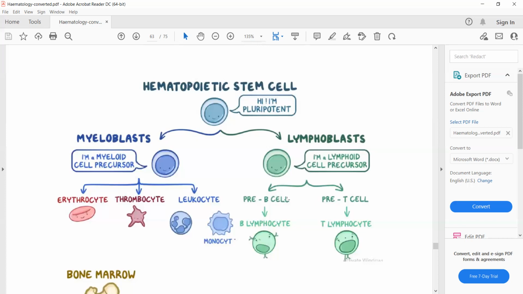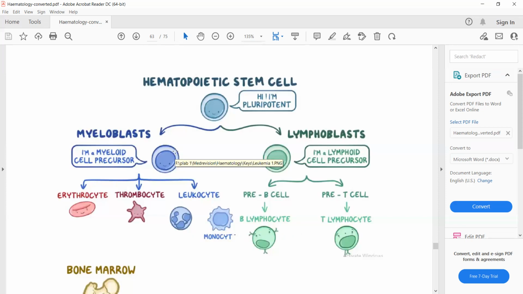While lymphoblast cells result in the formation of B lymphocytes and T lymphocytes. So there is a separate precursor cell for lymphocytes such as B lymphocytes and T lymphocytes. And all the remaining cells present in the blood, such as red blood cells, platelets, and the remaining white blood cells such as monocytes and granulocytes such as neutrophils, basophils, and eosinophils, have a common precursor cell that is known as myeloblasts.